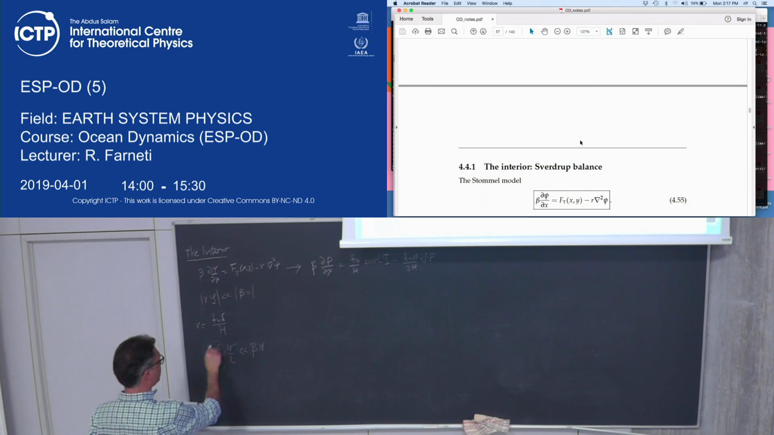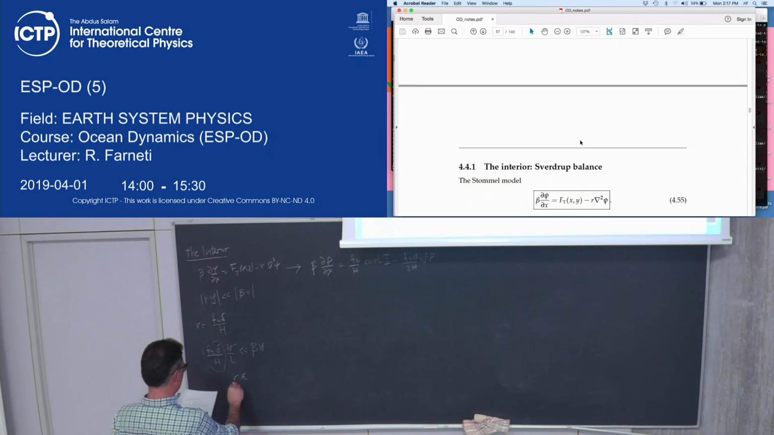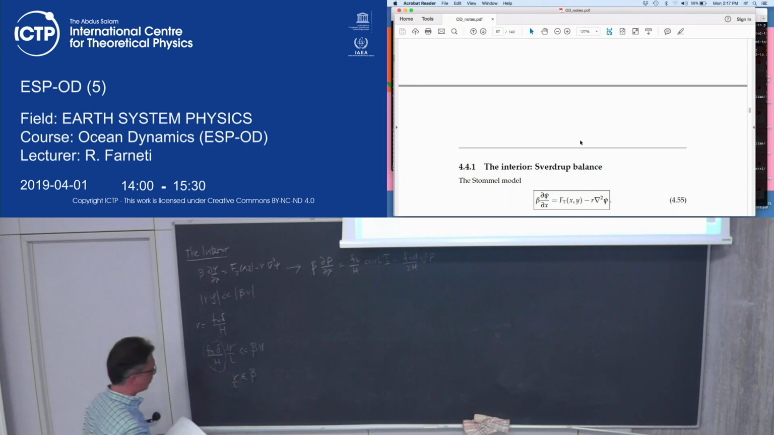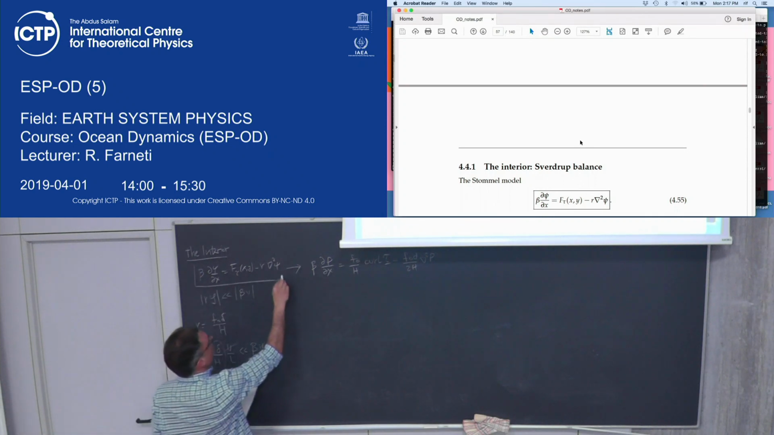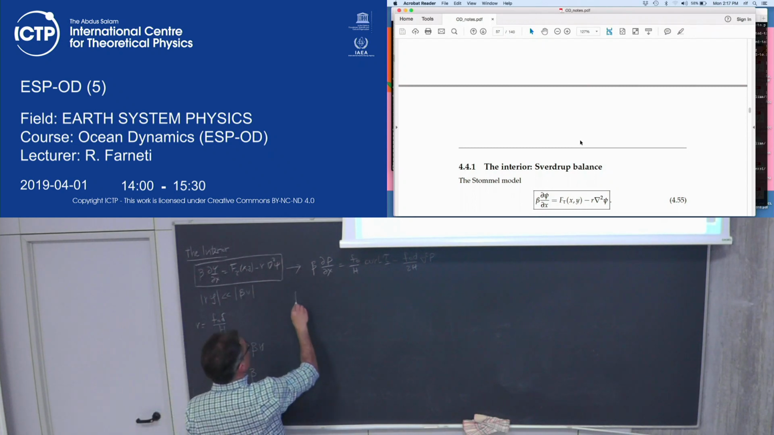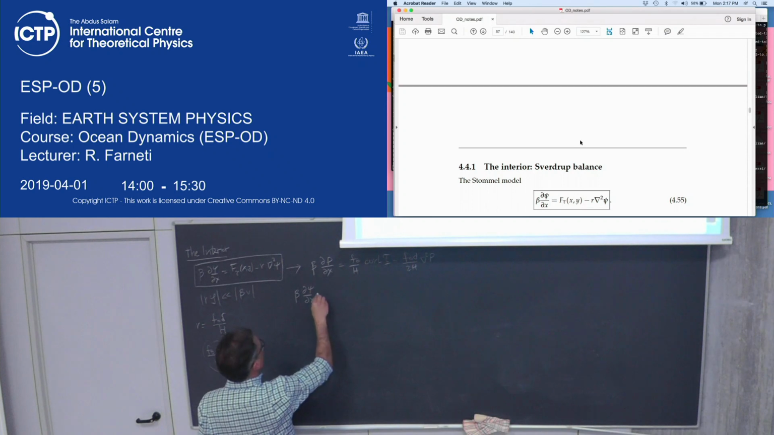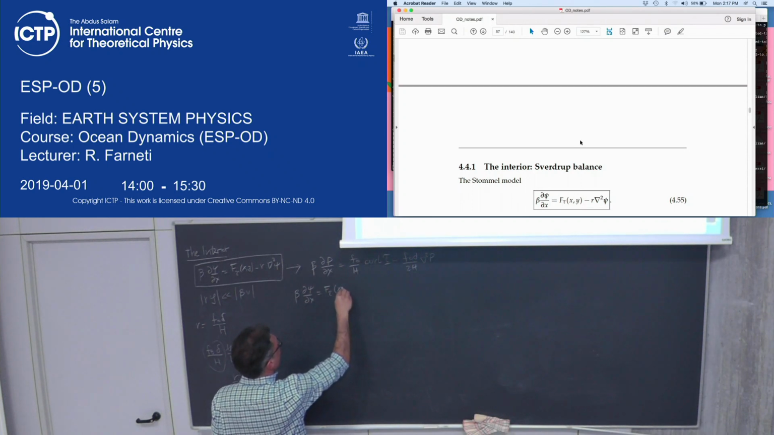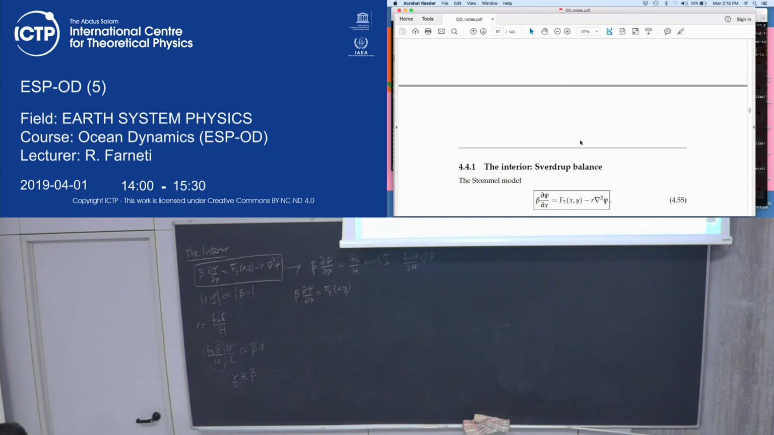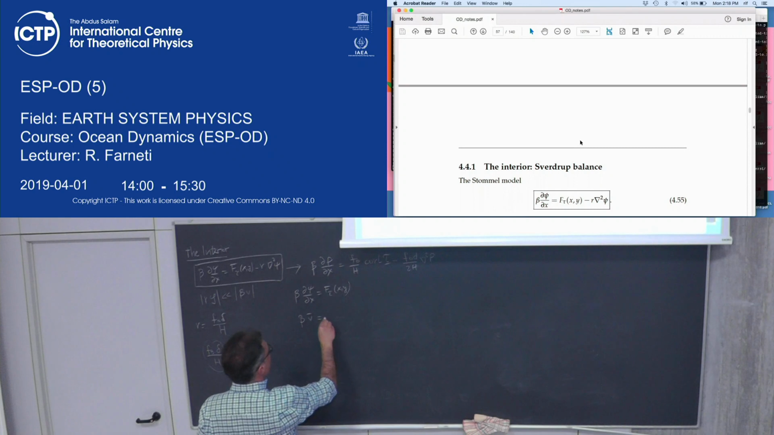So this is R. R over L must be much smaller than beta. So the frictional effects must be much smaller than beta. Okay, so in this case, when you can neglect frictional effects, then the Stommel problem reduces to just the balance between the wind stress curl at the surface and the change in planetary vorticity, which is just the Sverdrup balance.